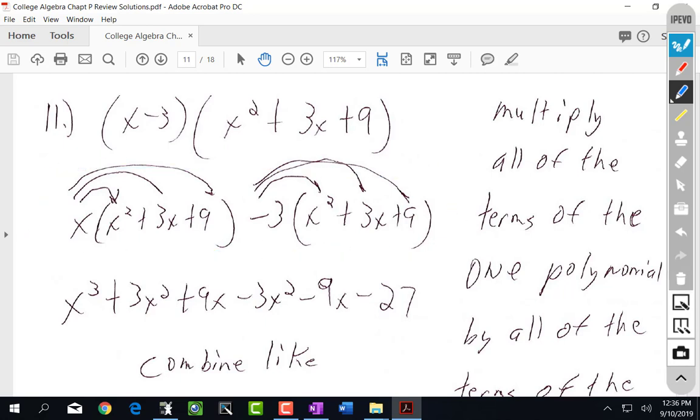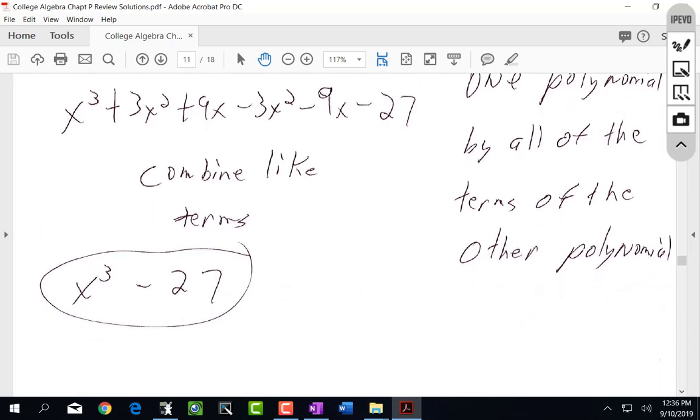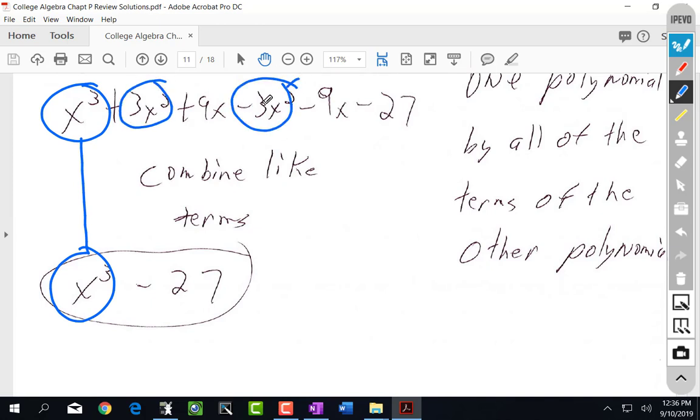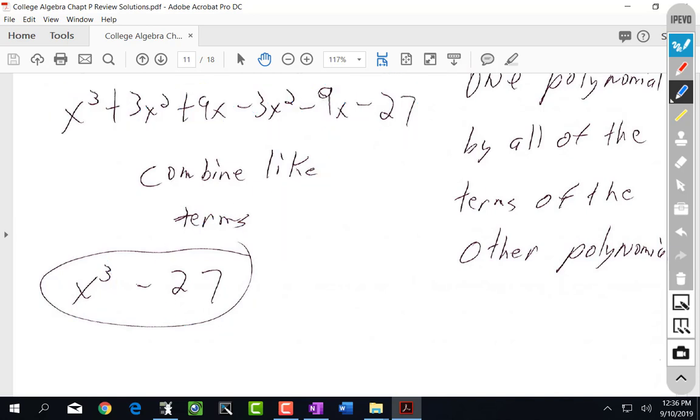Now I'm just going to combine my like terms, simplifying down what I can. So I'm noticing anything that's alike. Finishing off this problem, I've got x cubed. It doesn't combine with anything. So I've got 3x squared and negative 3x squared. Those are going to cancel. I've got 9x and negative 9x. Those are also going to cancel out. And then I'm still just left with my minus 27. So my answer is going to be x cubed minus 27.